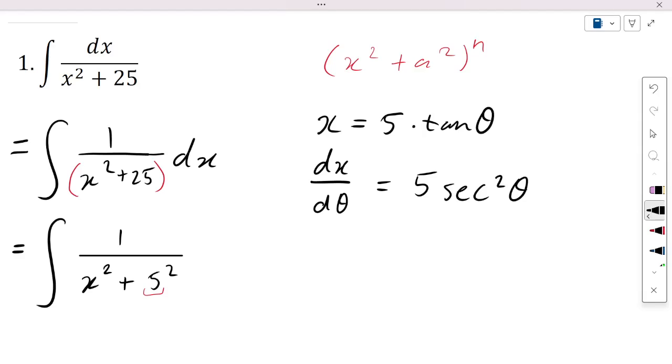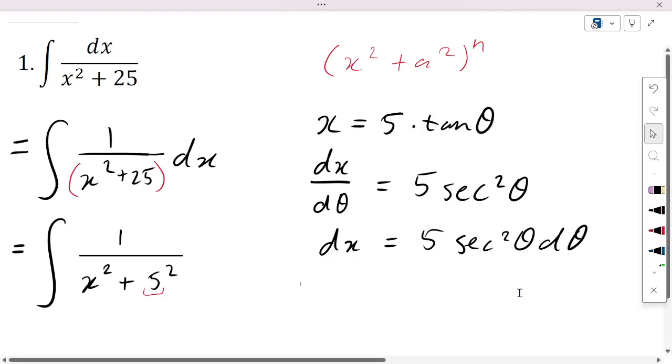Okay, and now we just need to take this d theta to the other side so that we can get it into some form of integral. So dx is equal to 5 secant squared theta d theta. Okay, hey, look at what we're doing already. We already know what our dx is, so that's what we're going to replace.